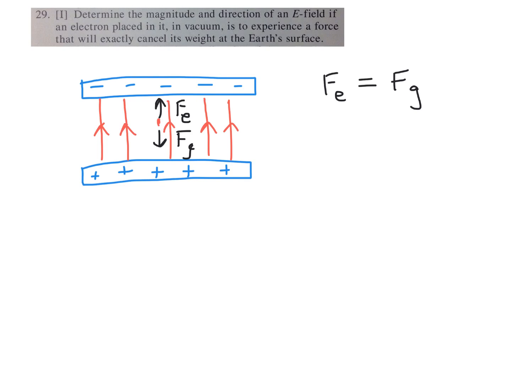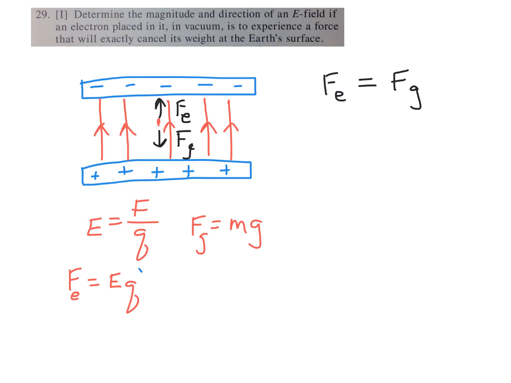And once again, like a lot of these problems, you have E equals F over Q, F being the electrical force F sub E. In other words, F sub E, electrical force, is EQ. And we're looking for E. So we're going to plug that in. And we know force of gravity, F sub G, equals mass times gravitational acceleration constant.